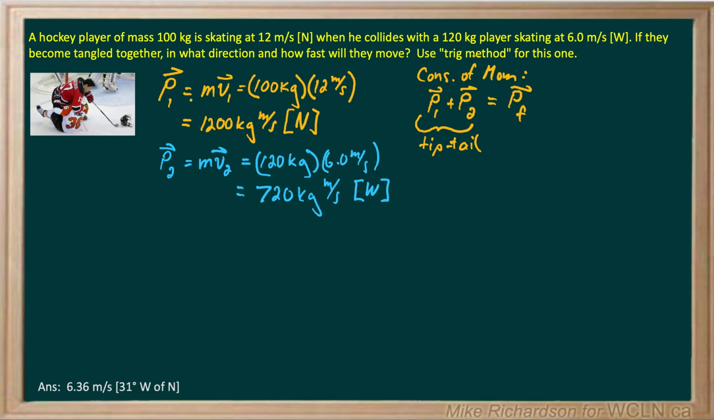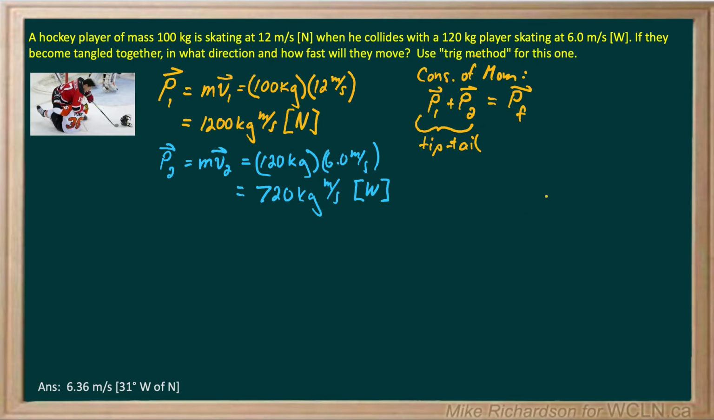So I've taken the liberty of solving for P1, getting a magnitude. So all I do is mass times velocity, 100 times 12 meters per second, and I get 1200 kilogram meters per second, and we know it's north. Similarly for P2, player 2's initial momentum ends up being 720 kilogram meters per second west.